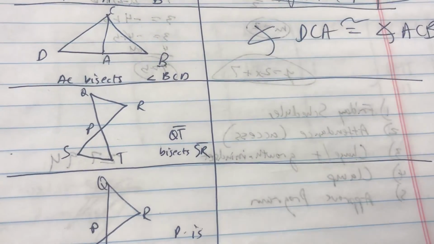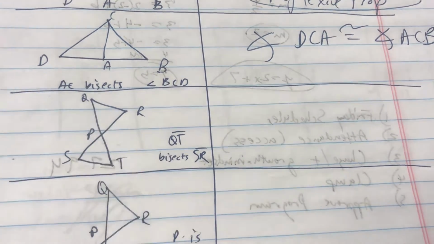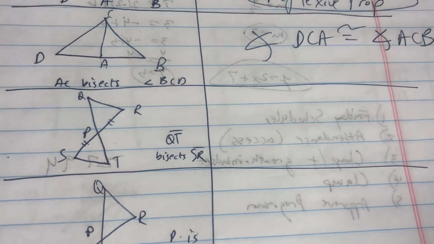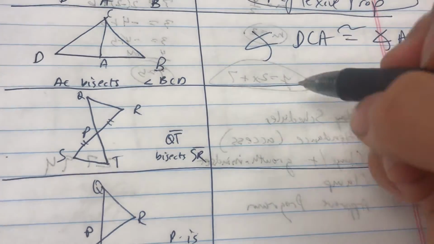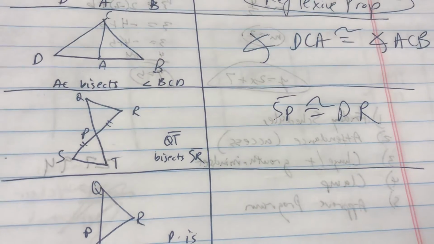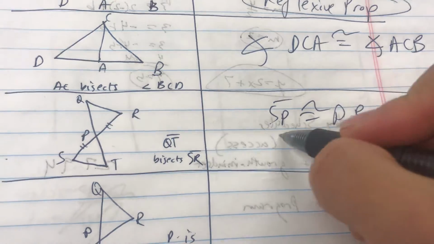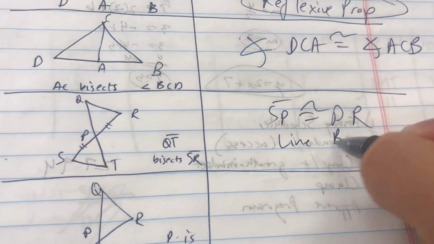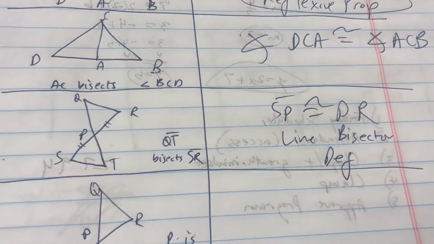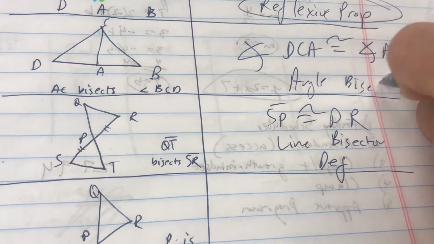Next piece right here. It's saying QT bisects SR, okay? So QT is the knife, and therefore it's bisecting SR at point P. So now we can say SP is congruent to PR, okay? And why is that the case? Because of the line bisector definition, okay? Line bisector definition, and the reason up here why it's the case is because of the angle bisector definition, okay?